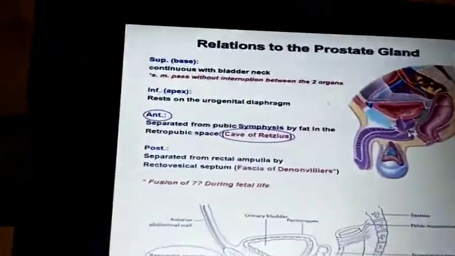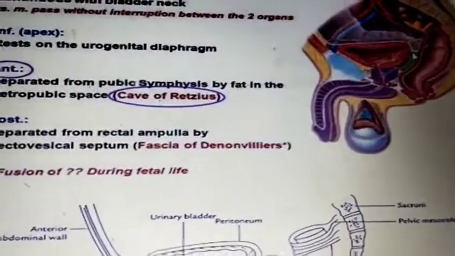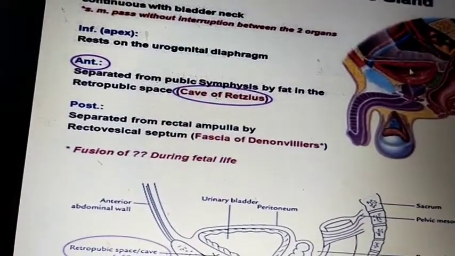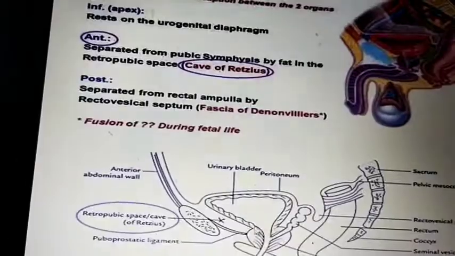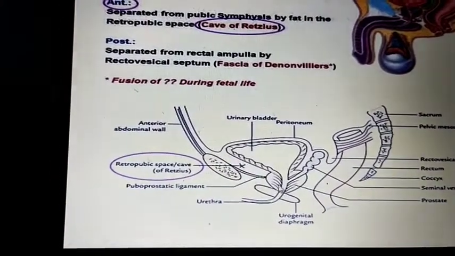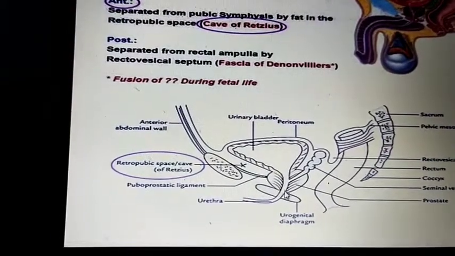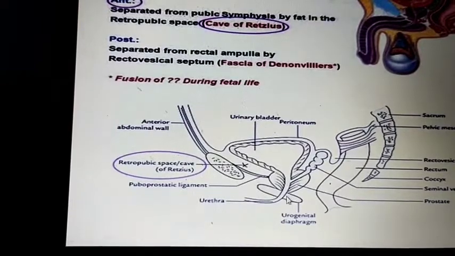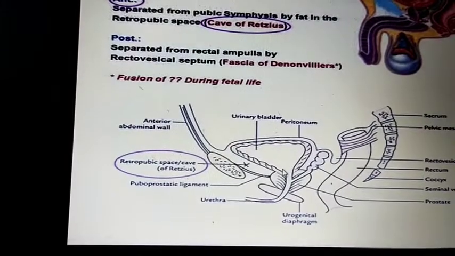Relations of the prostatic gland. Superiorly, the base is the neck of the bladder. You can see here this is the bladder, and superiorly here is the neck of the bladder. It continues with the bladder neck, and that superior part is called the base of the prostate. The apex rests on the urogenital diaphragm. This is the urogenital diaphragm. This is the apex, and this is the base. It is inverted conical, cone shaped, and the base is continuous with the neck of the bladder.